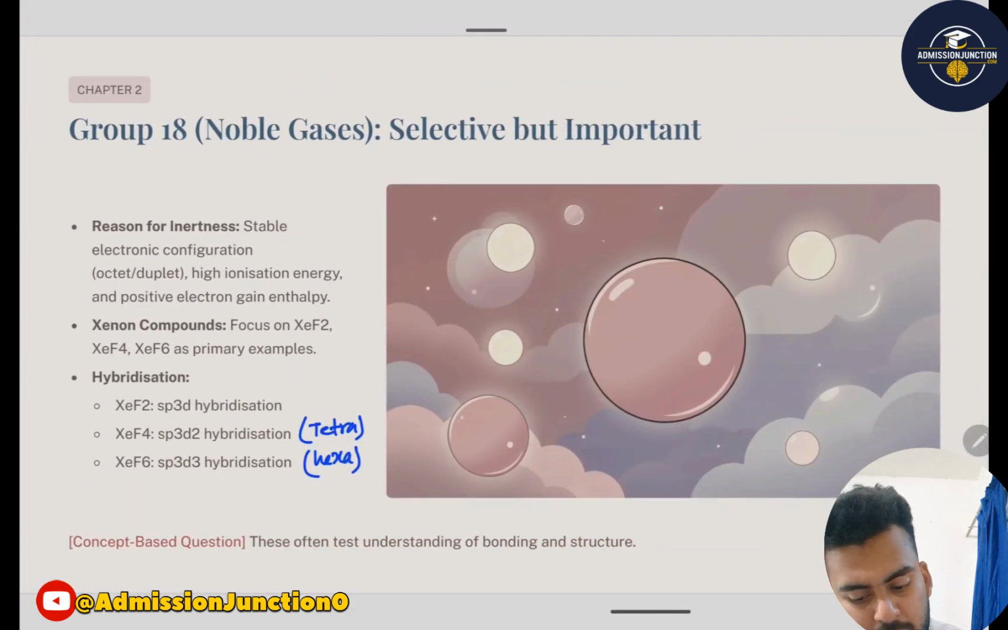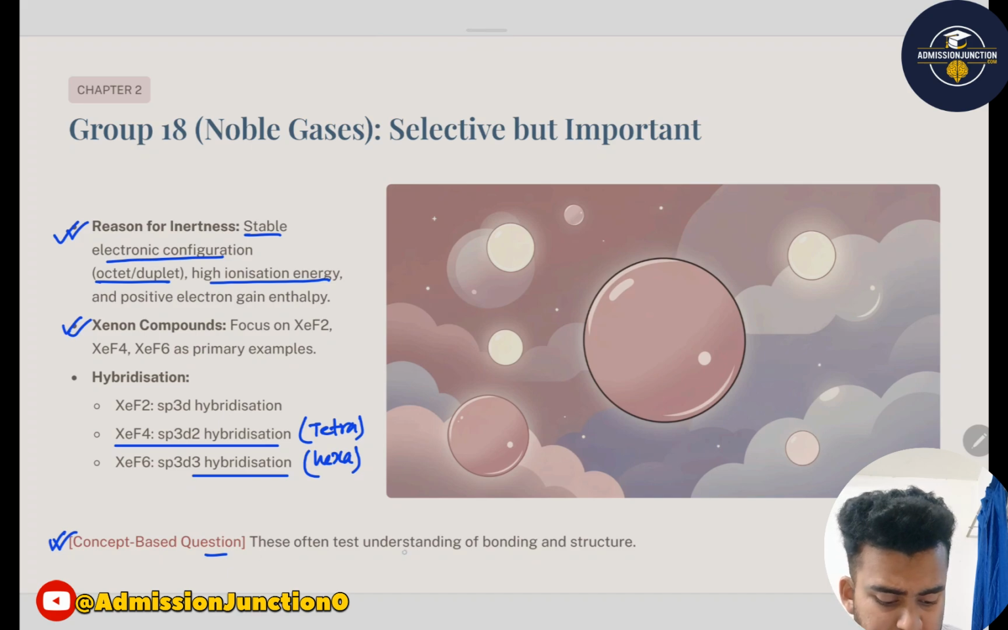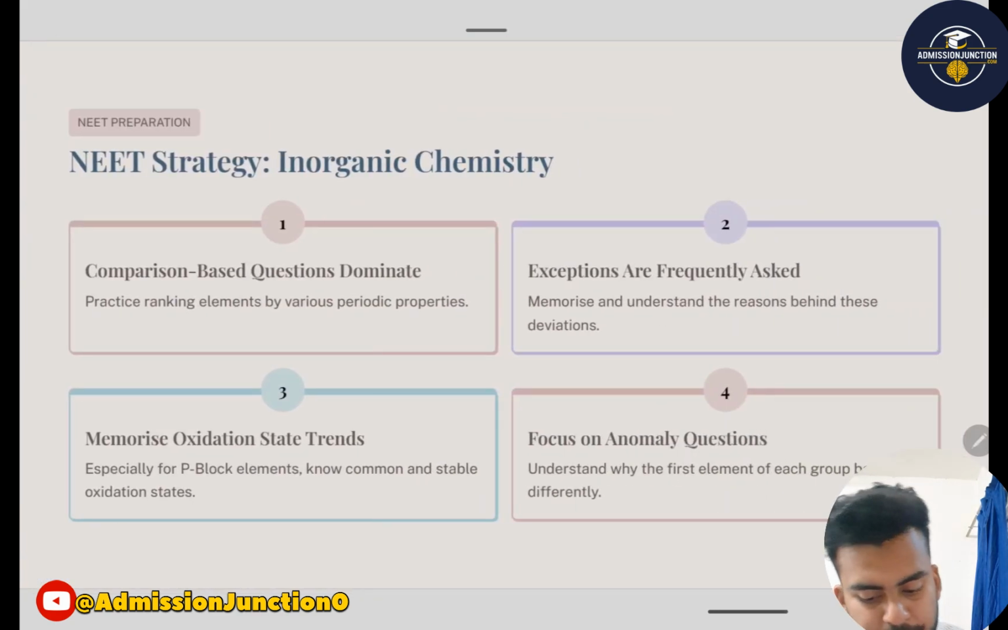Okay. Group 18, noble gases. See, reason for inertness, I have already told you कि inert होता है, stable electronic configuration होता है इसका, octet और duplet, high ionization energy. Then xenon compounds and their hybridization हो गया इसका, ये tetra हो गया, ठीक है, tetra, and this is the hexa. So basically concept based question आ जाएगा यहाँ से. Understanding of bonding and structure, यहाँ से concept based question आता है, ठीक है.